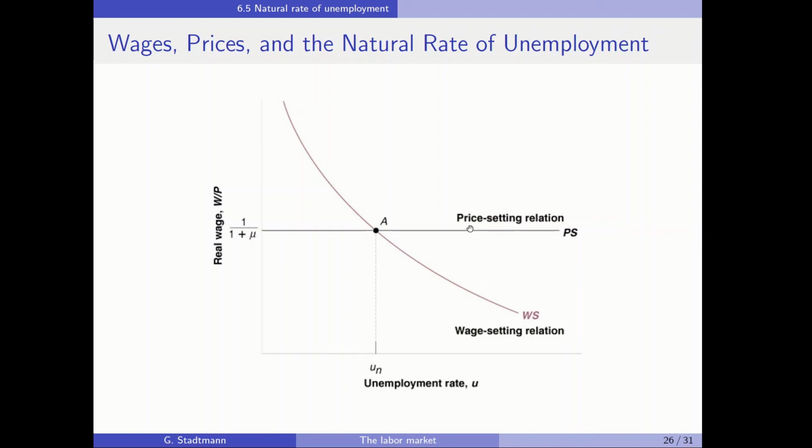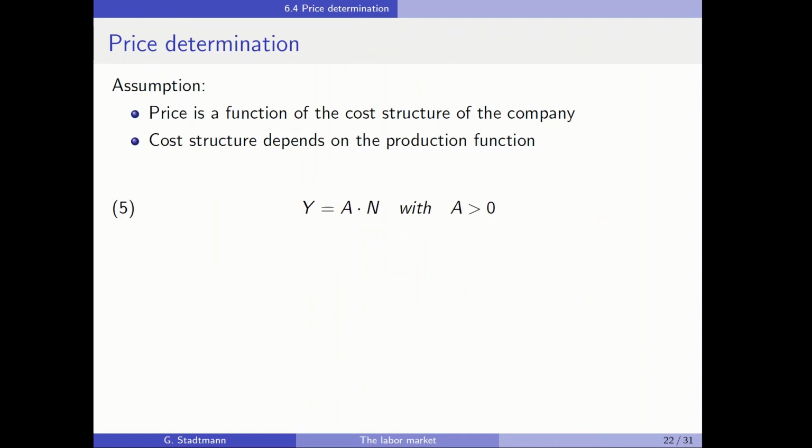Let's have a look at the second curve, the price setting relationship. Let's derive also this relationship. Let's talk about the price determination. The assumptions are as follows: price is a function of the cost structure of the company, and the cost structure will depend on the production function.